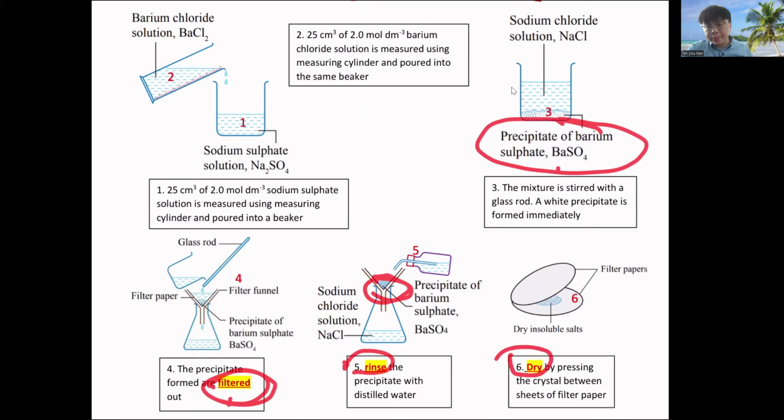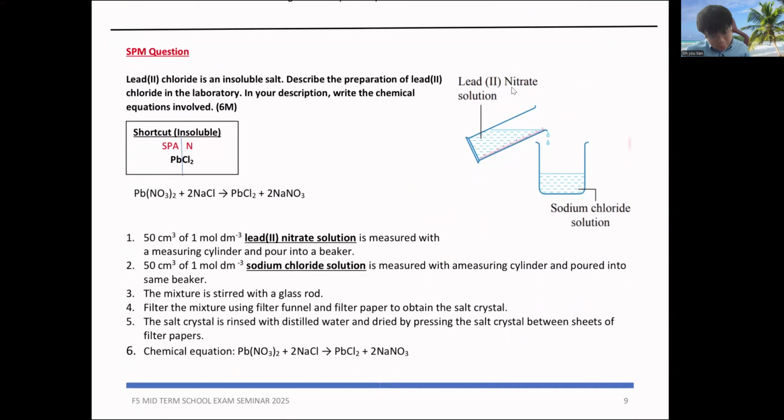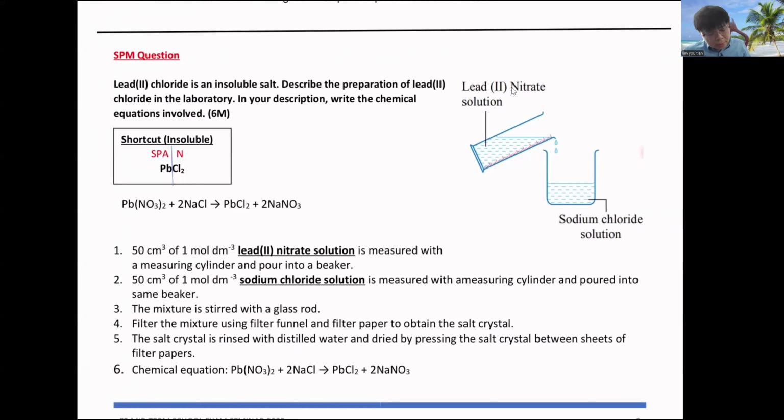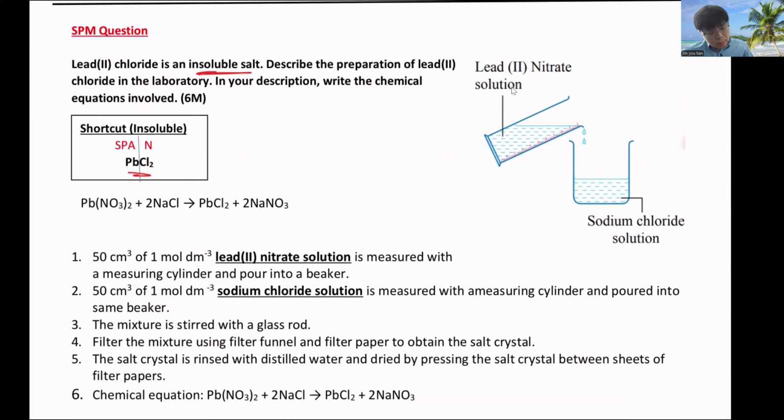So let's say, for example, if you want a sample, we can look at this sample. Everybody go to page 9. Page 9. Okay, so this question is prepare an insoluble salt. So this insoluble salt is lead chloride. So this chloride is insoluble. How do I know it's insoluble? First, they tell you it's insoluble. If they didn't tell you it's insoluble, you can check.